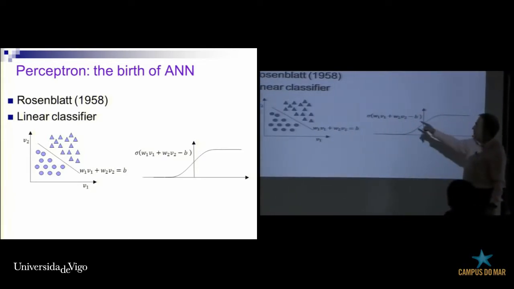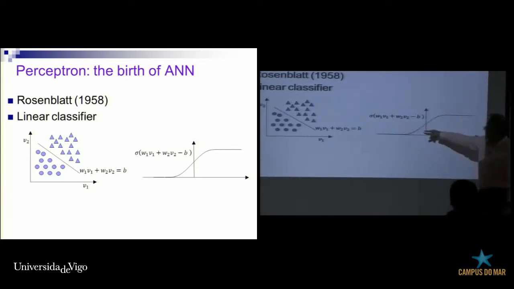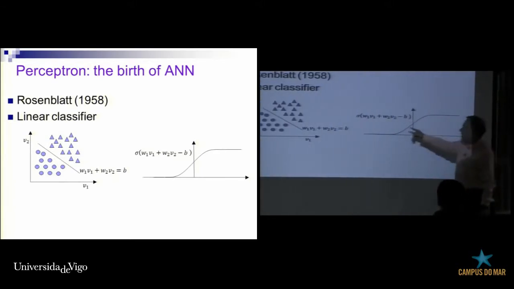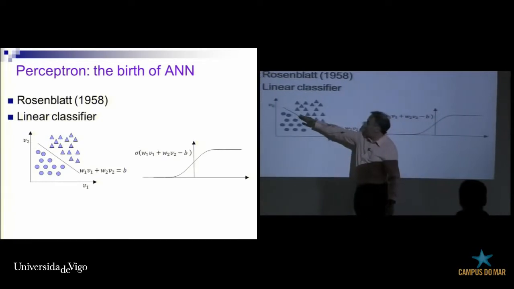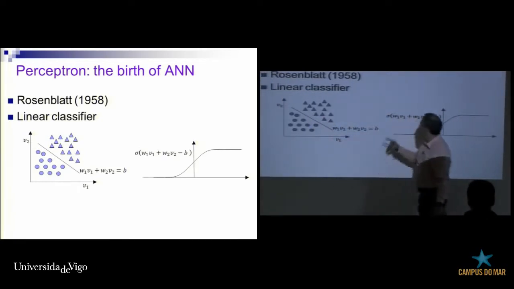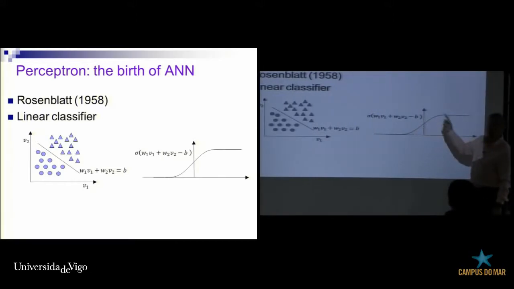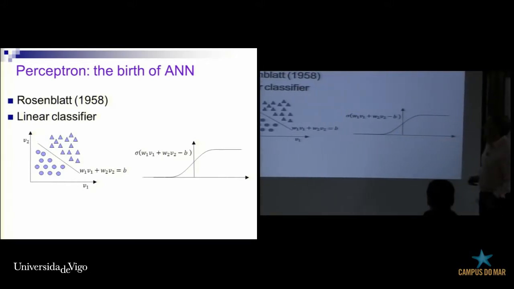And it turns out that you could define this as a function, as a sigmoid function, like that. In this case, it's separable, so it doesn't really matter what the shape of this is, but you could find a non-linear function like this. And that's what he did for the perceptron.